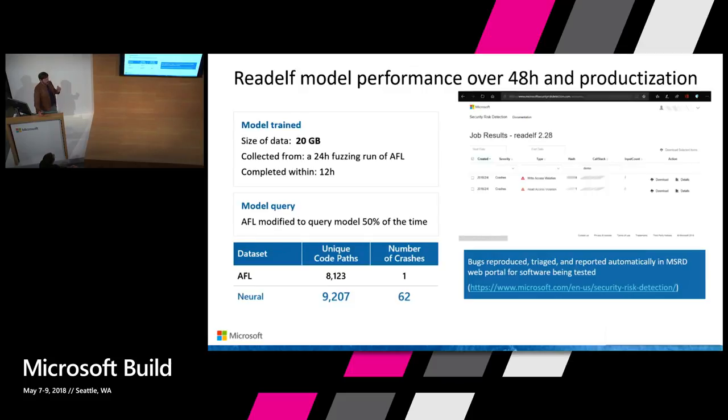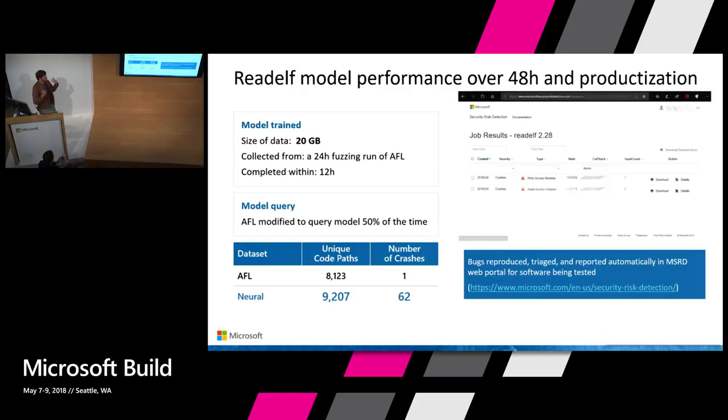What we are able to do: after a 24-hour run of the existing original security testing mechanism called AFL, which is open source, you can all go look at it, we were able to train using Azure AI Batch in 12 hours and come up with a model that gave us a 62 times increase in the number of security crashes found. 62x improvement by using deep learning.